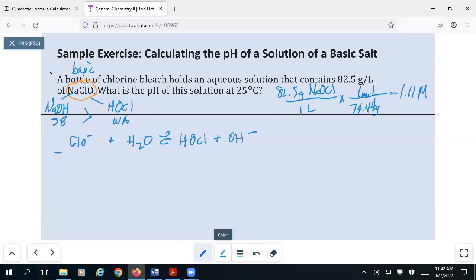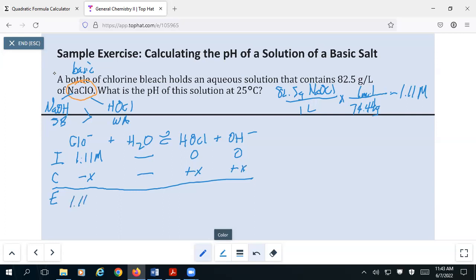So if we're setting up our ice table here, we're starting with 1.11 molar hypochlorite ion. Water concentration we don't care about. Initial concentrations of the hypochlorous acid and the hydroxide are 0. So this sets up very much like most of our other ice tables have.